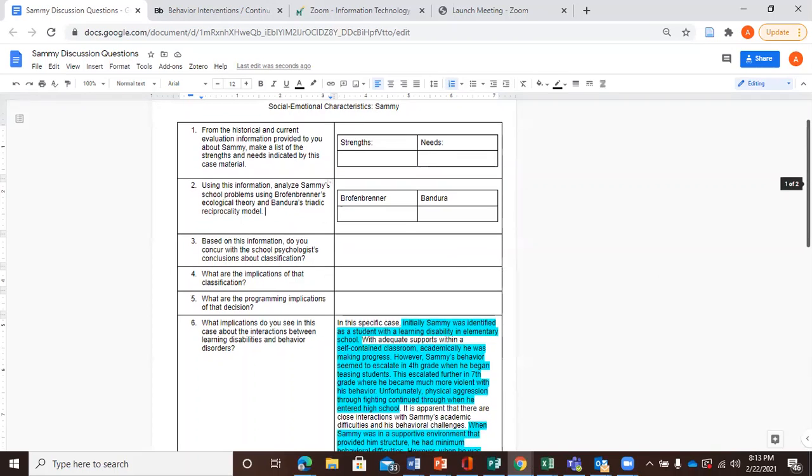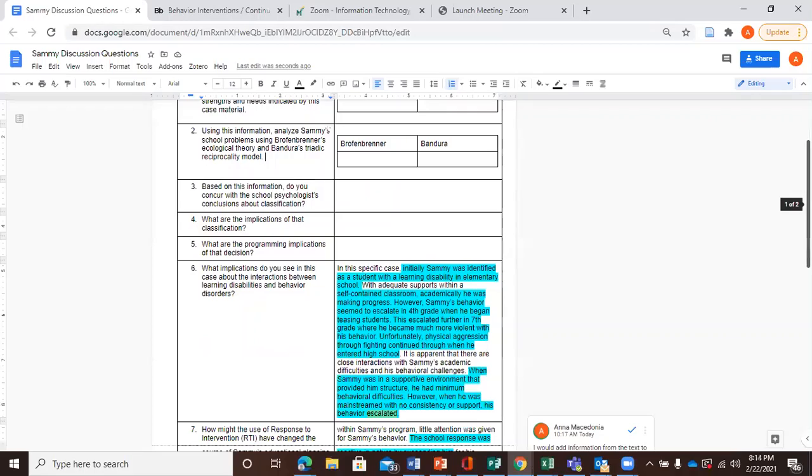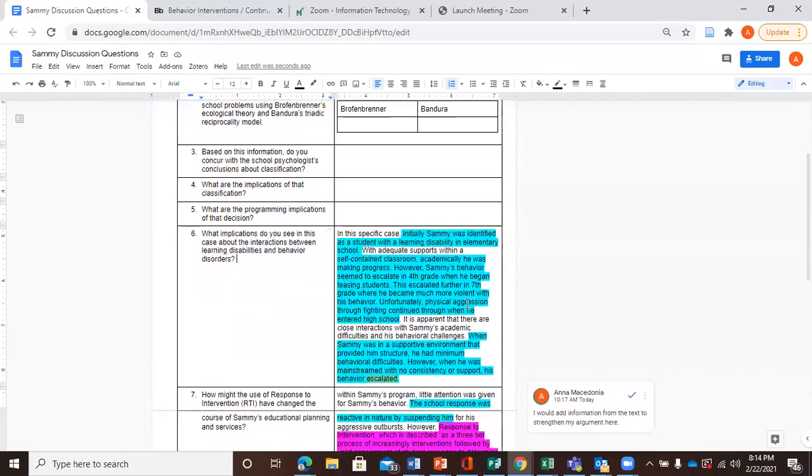Okay, so as we go through to number 6, what implications do you see in this case about the interactions between learning disabilities and behavior disorders? So within this example, and again, this is not the perfect answer, I left out some things on purpose so that we could talk about it. So within this answer, I provided a little bit of context in terms of Sammy's background when he was found eligible for special education, when his behaviors began to escalate.